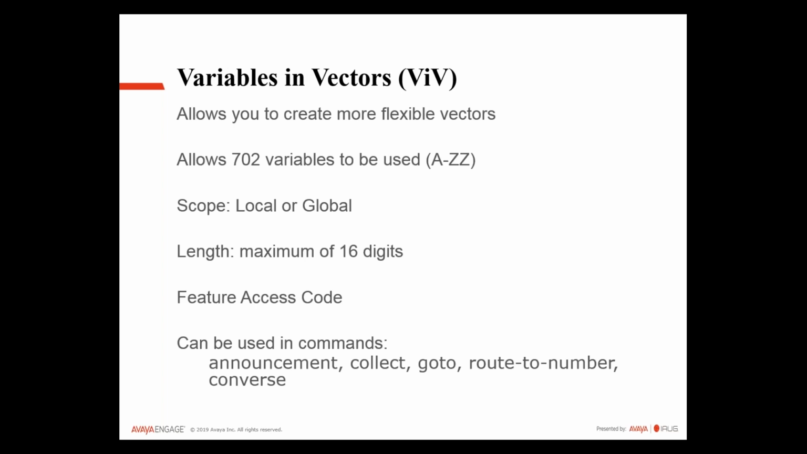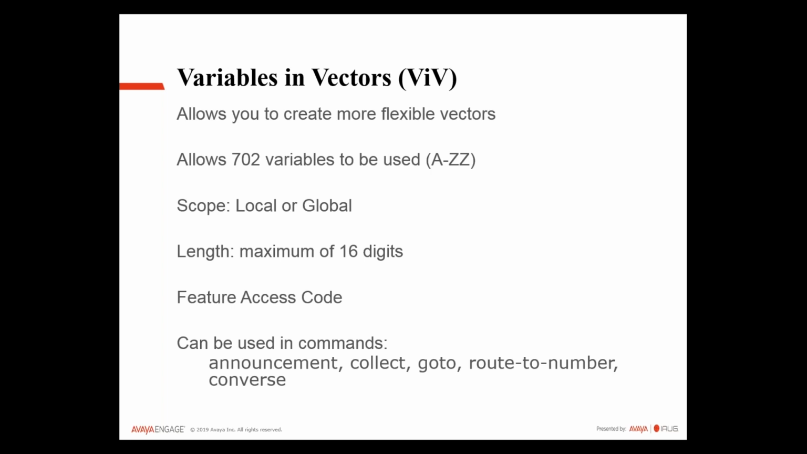To start off with variables, the most important thing is that they're going to allow you to create more flexible vectors. The next couple of slides are probably stuff you've gotten out of the Avaya documentation, so I'm not going to read through it specifically, but the biggest thing is to create more flexible vectors.